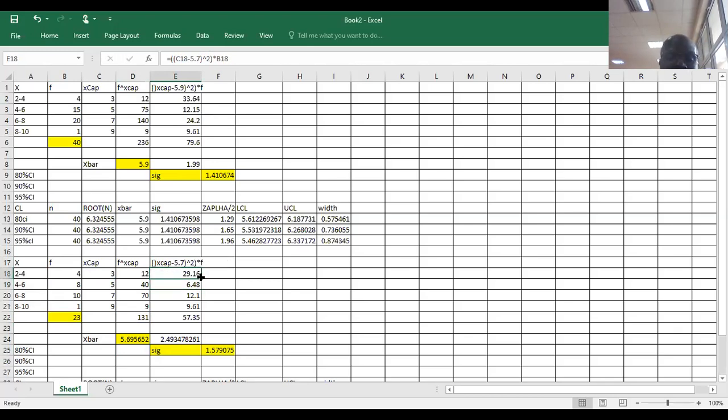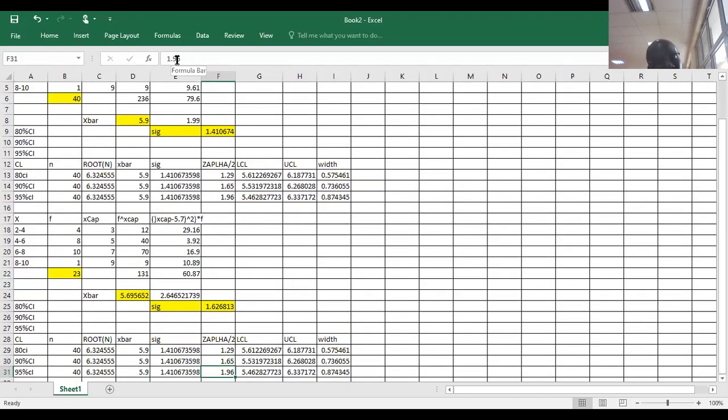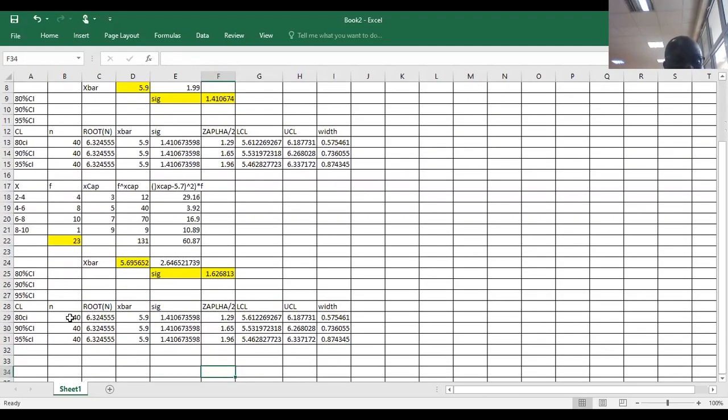Then I come down and copy this everywhere. Then sum them, we get that. Then divide this by 23, we get that. Then we get the standard deviation, the square root of that, which gives us this. The only thing that changes there is the sample size. Here, this one is now 23. We agree? Then this is the square root of 23.